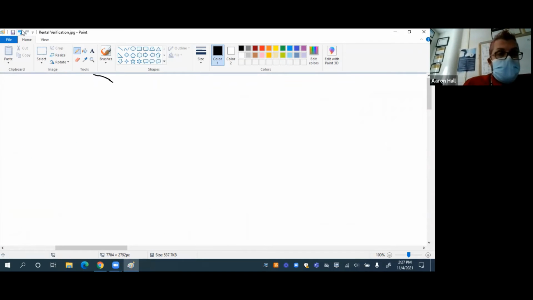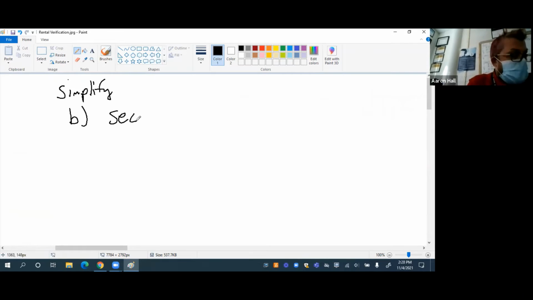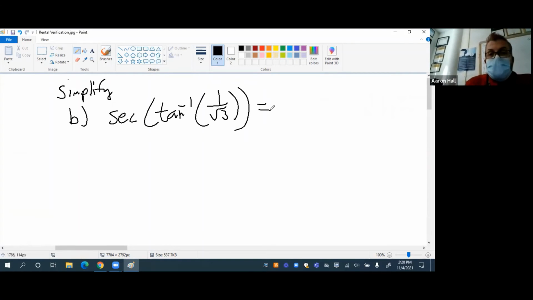All right, same thing. I want to simplify, same directions. This is B. We have secant of the inverse of tangent of 1 over the square root of 3. What is this piece right here?